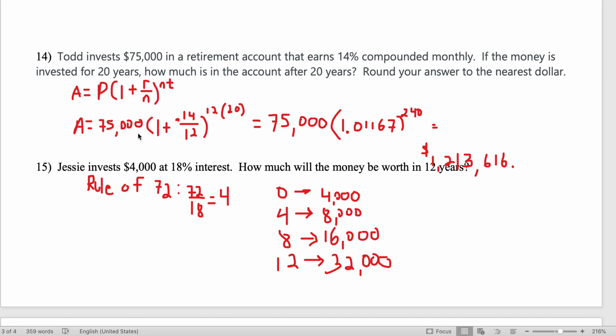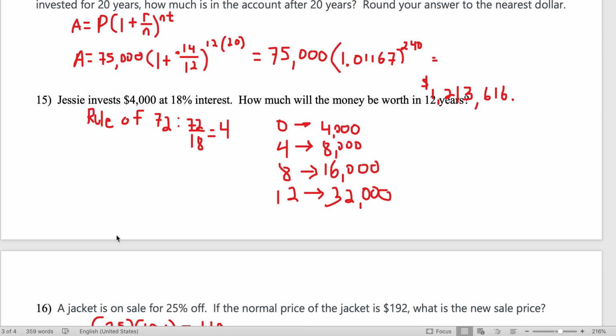So 75,000 is the principal, the amount you start with. 1 plus 0.14 divided by 12. These 12s will always match, just as the n's do here. 12 times 20 years. So that's 75,000 times, doing a little math, 1.01167 to the 12 times 20, the 240th power, and I get $1,213,616.